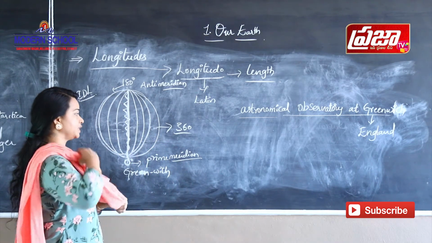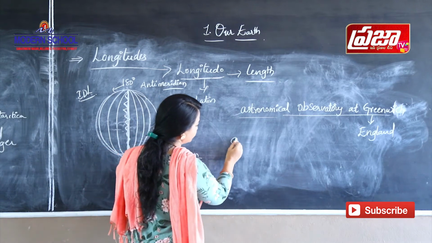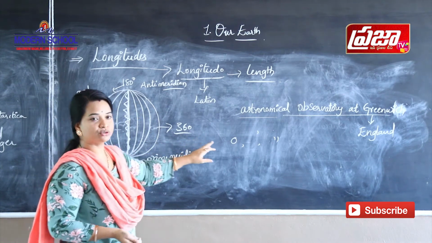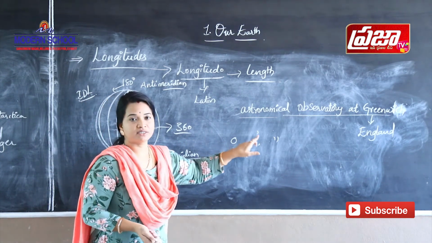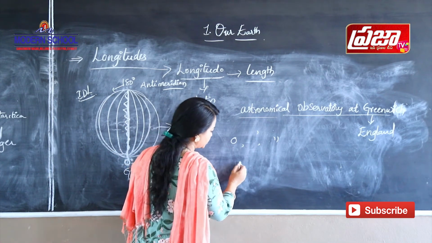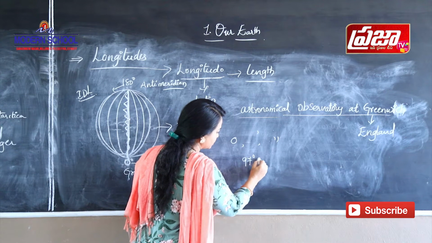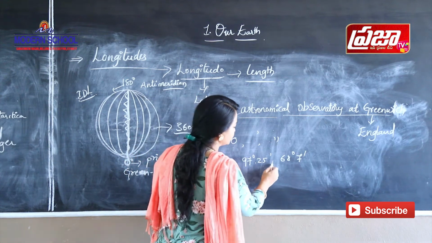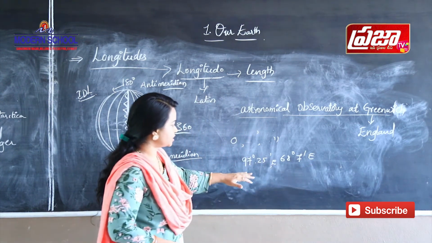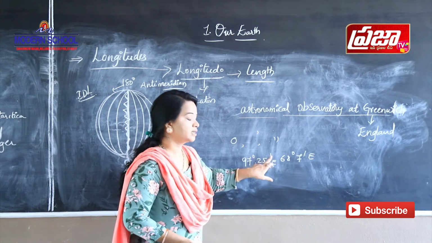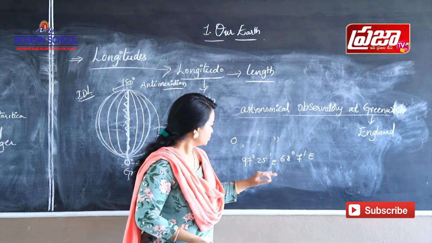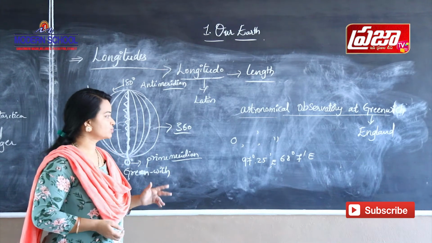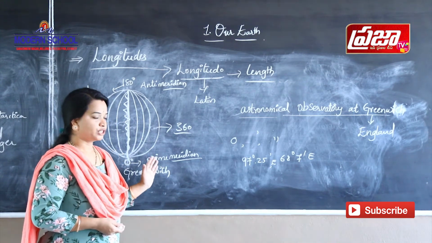So, here also, as we show the latitudes in degrees, minutes and seconds, in the same way the longitudes also we show in the form of degrees, minutes and seconds. If you see the location of India, 97 degrees 25 minutes and 68 degrees 7 minutes eastern longitude. So, here we are showing the location in the form of degrees, and the minutes and seconds also will be used sometimes. So, these longitudes will help us to know the accurate location as well as the time and date of the particular place.